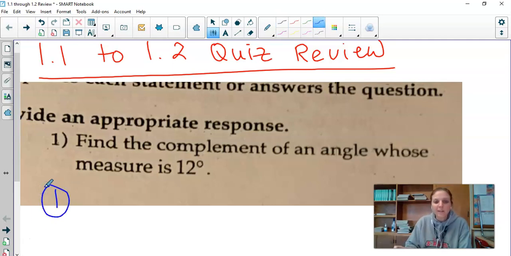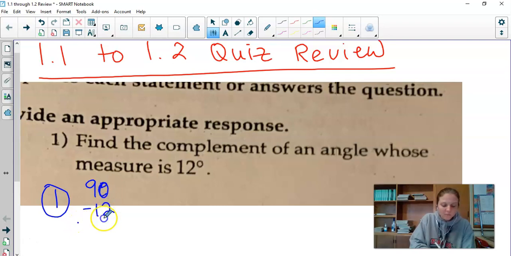Question 1 says, find the complement of an angle whose measure is 12 degrees. So this would just be 90 minus 12. And I got 78 degrees.